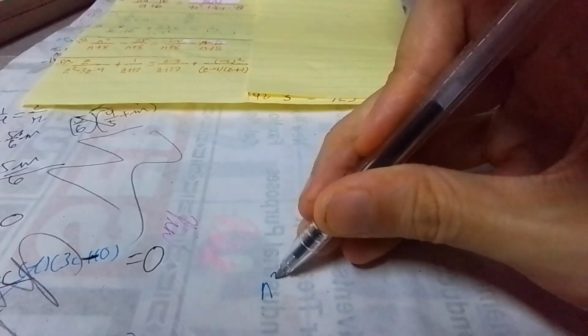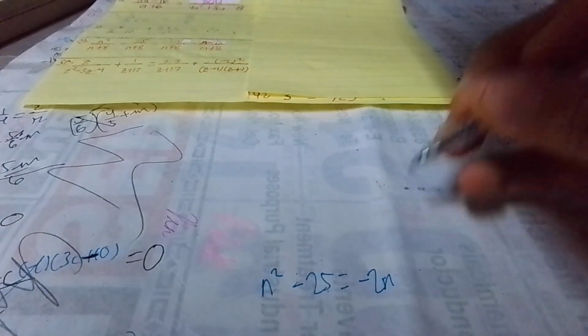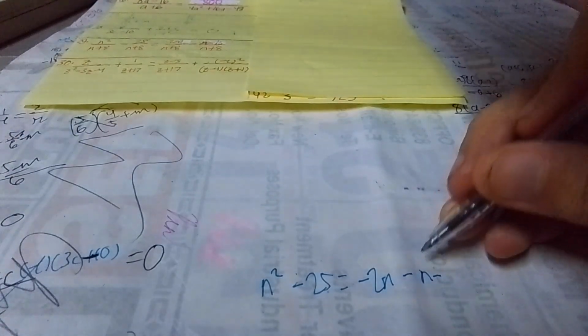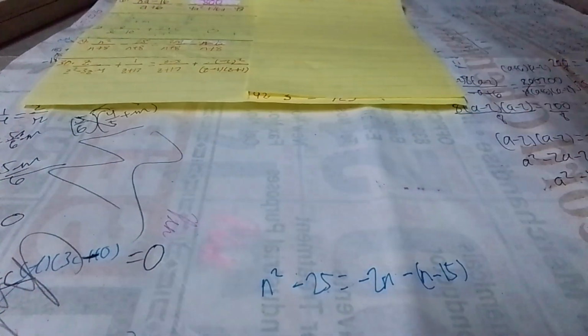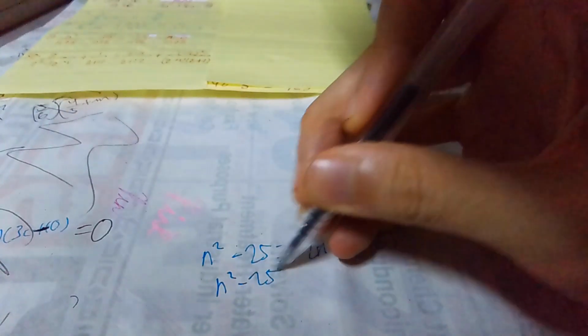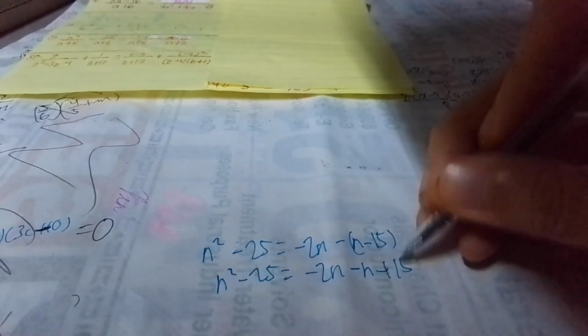So, mabilis lang yun. So, diba remember we have n squared minus 25 is equivalent to negative 2n. Copy the sign. N minus 15. Diba? All the n plus 8 cancel. So now all we have to do is to distribute. First, let's distribute the negative. So you have n squared minus 25 is equivalent to negative 2n. This becomes negative n. This becomes positive 15.